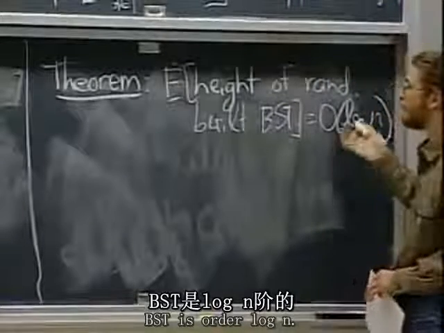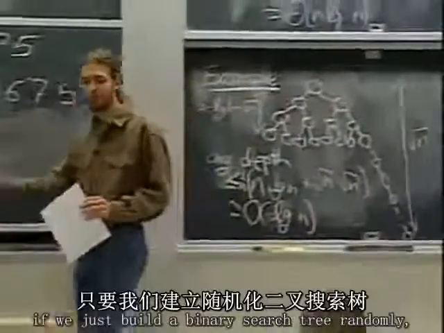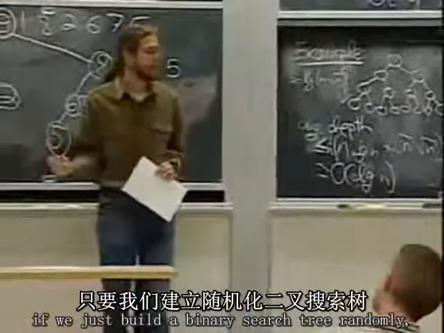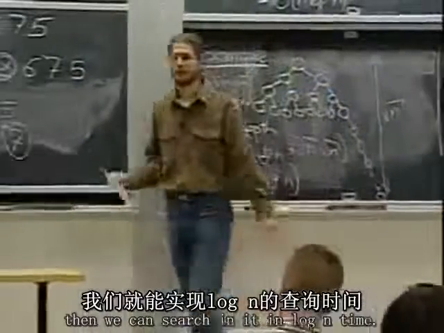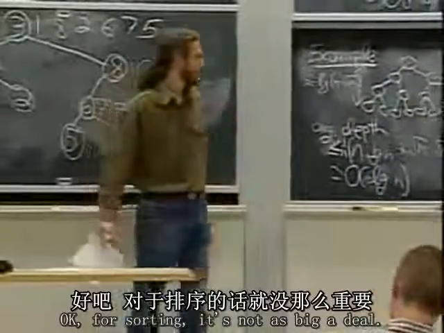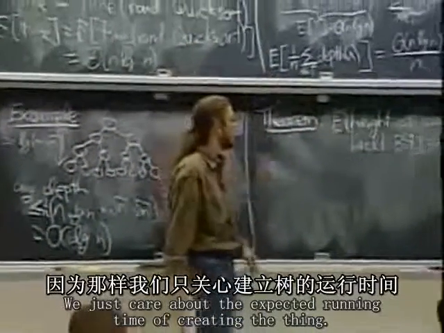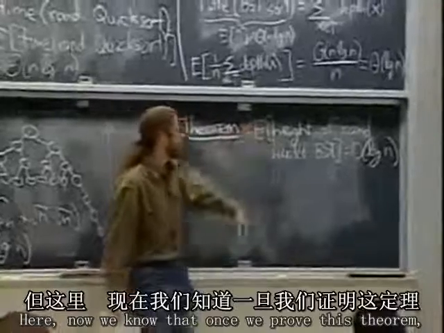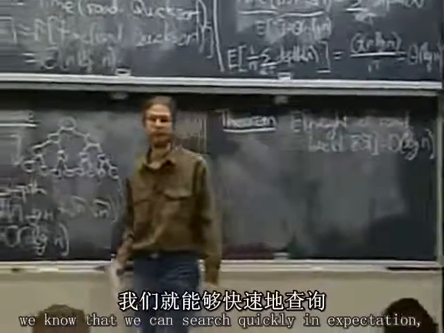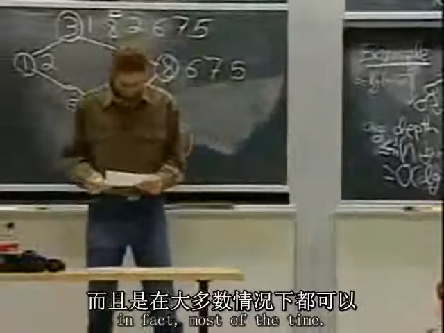This is what we'd like to know, because that tells us if we just build a binary search tree randomly, then we can search in it in log n time. Okay, for sorting, it's not as big a deal. We just care about the expected running time of creating the thing. Here, once we prove this theorem, we know that we can search quickly in expectation. Okay, which, in fact, most of the time.